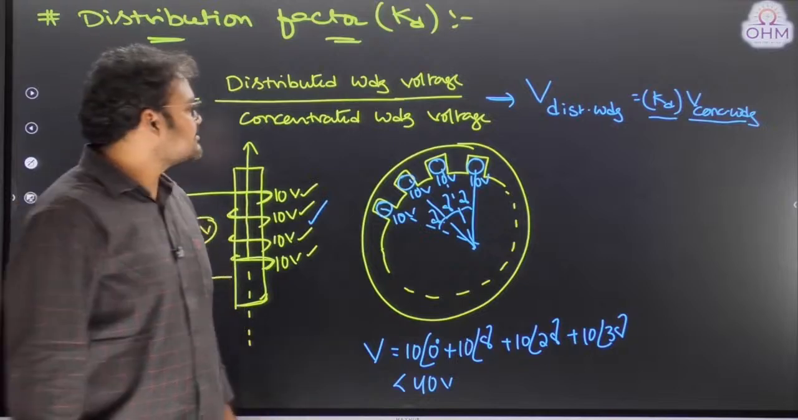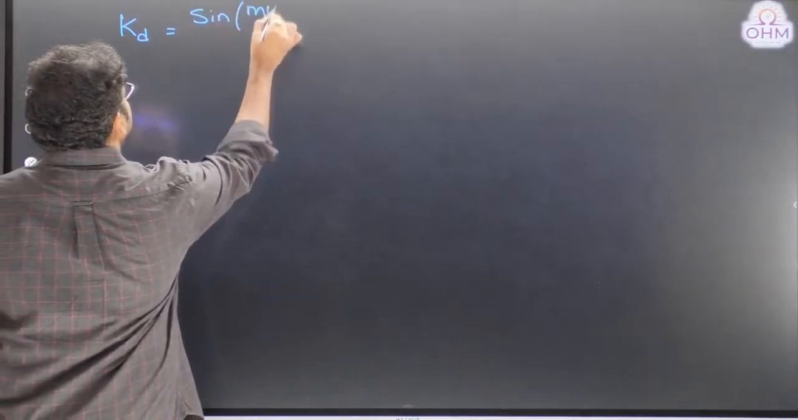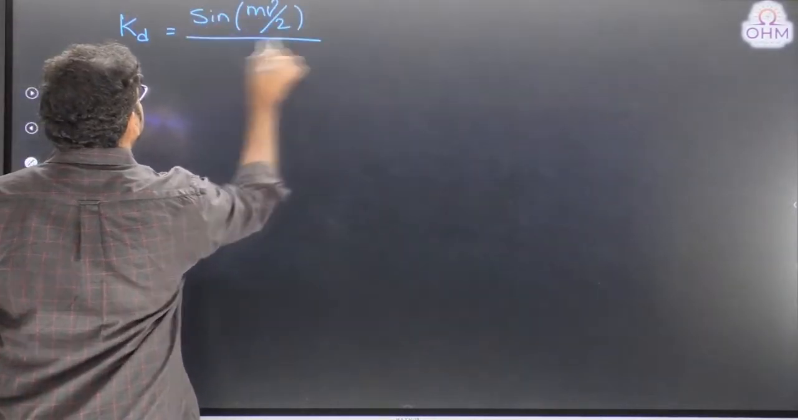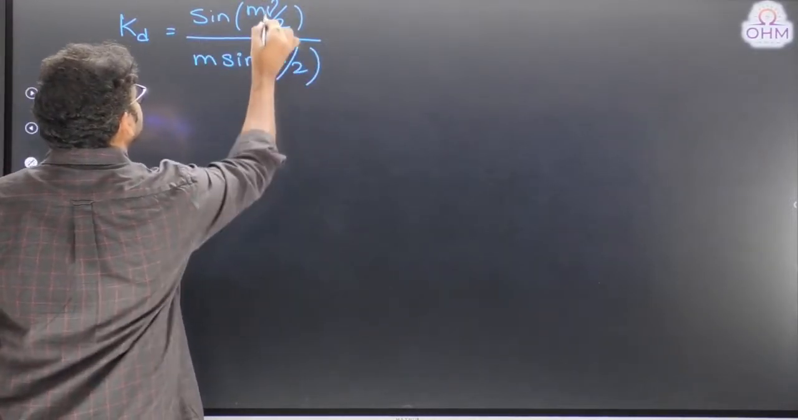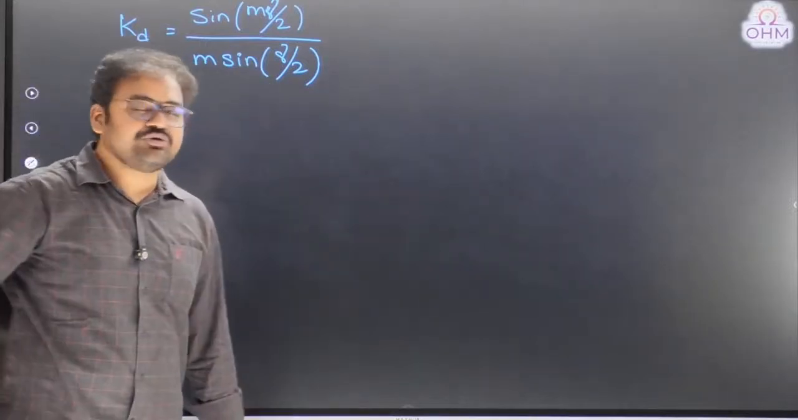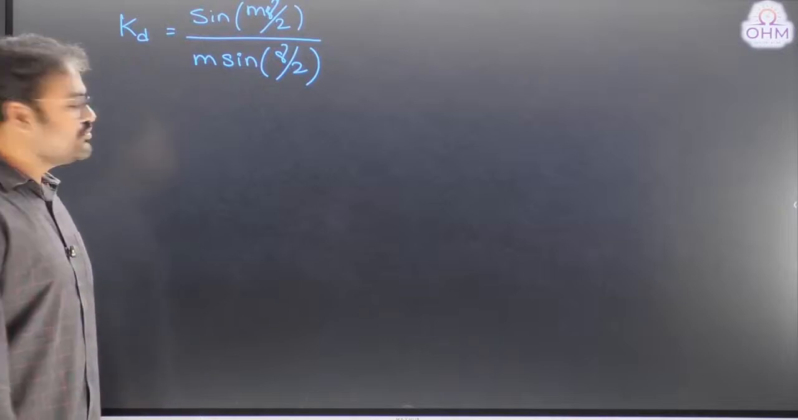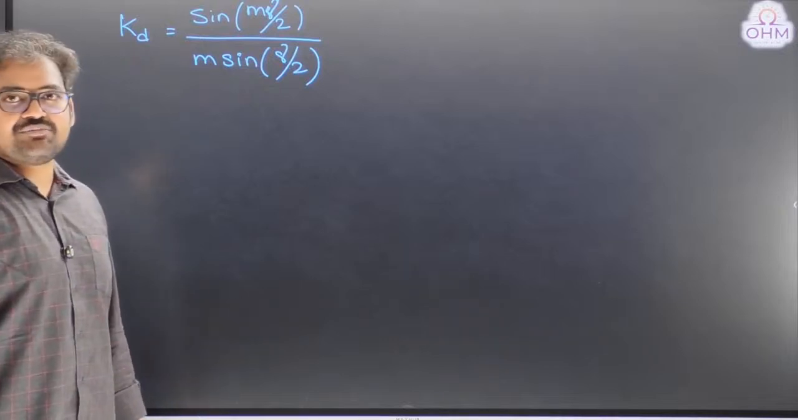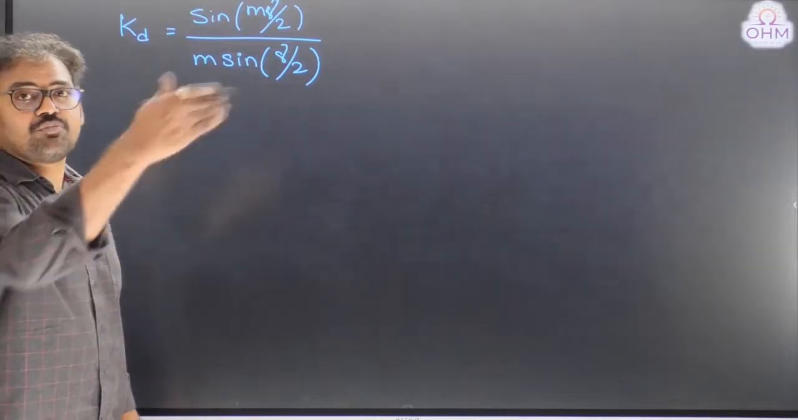Distribution factor. Yes, what is the formula for the distribution factor? Distribution factor is equal to sine m gamma by 2 divided by m sine gamma by 2. This is the direct formula. There will be a derivation behind this. I am not doing that. So distribution factor is equal to sine m gamma by 2 divided by m sine gamma by 2. We know what m is here: slots per pole per phase.